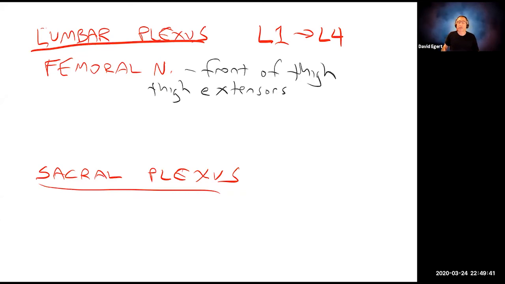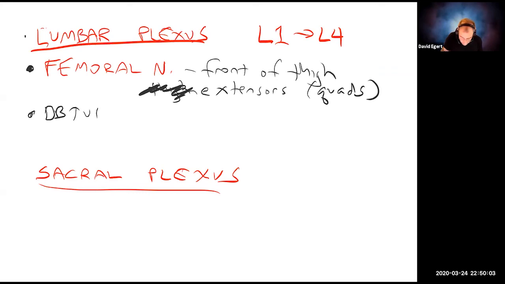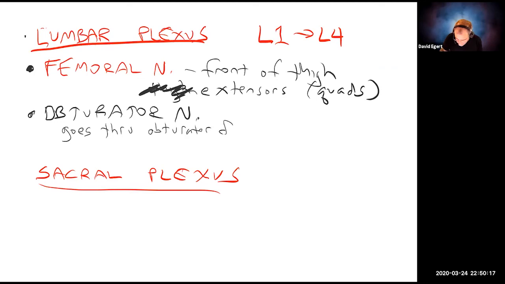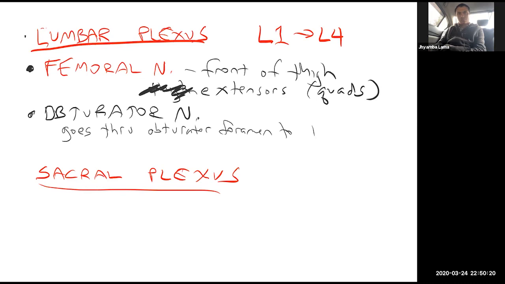So what are the muscles that are operated by this femoral nerve? Quadriceps. Yeah, exactly, the quadriceps. These are going to be the quads, so extensors like the quads. The other nerve you need to know that comes from here is the obturator nerve. And this is going to go through that obturator foramen to the inner thigh.